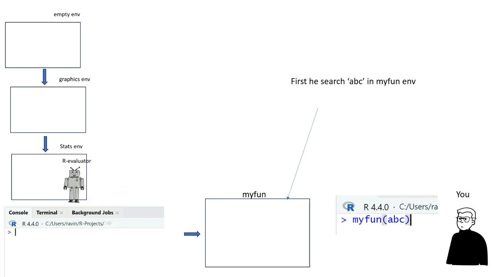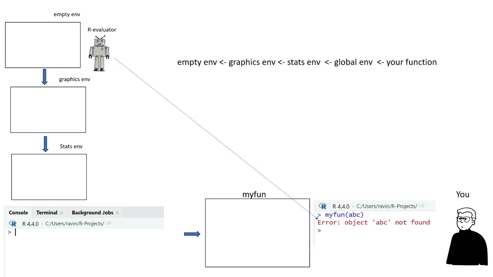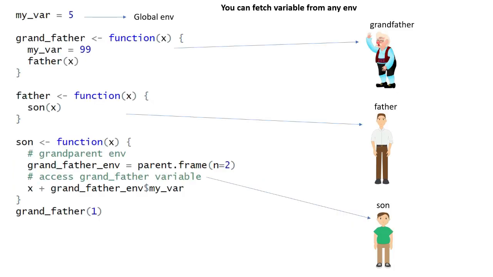In the stats environment it is also not able to find the meaning of the ABC symbol. So similarly, it goes to the graphics environment and the empty environment. Now our evaluator stops and gives the error that object ABC not found. You can see all the environments with the search function. I mention a few environments here. You can fetch a variable from any environment.